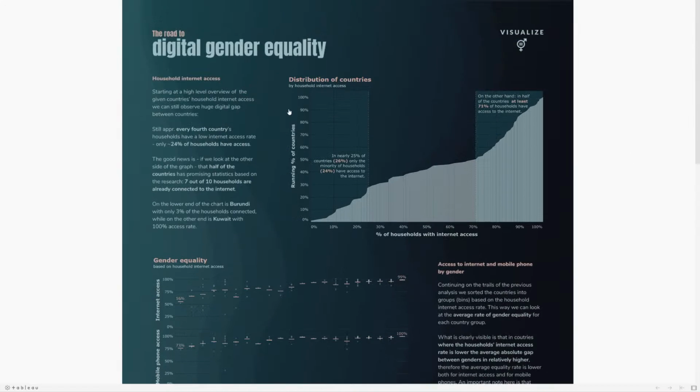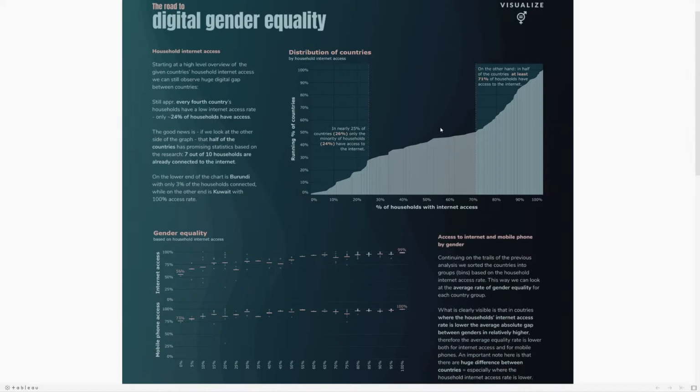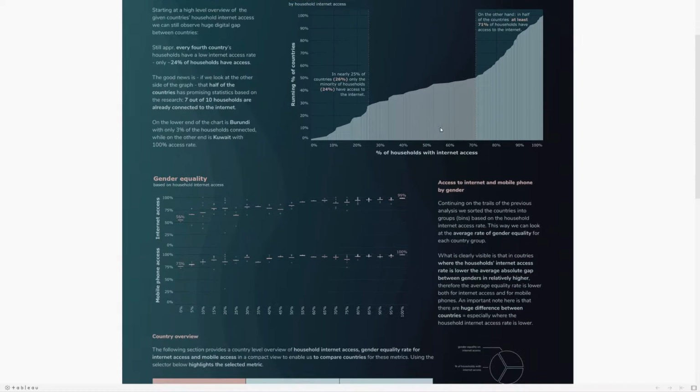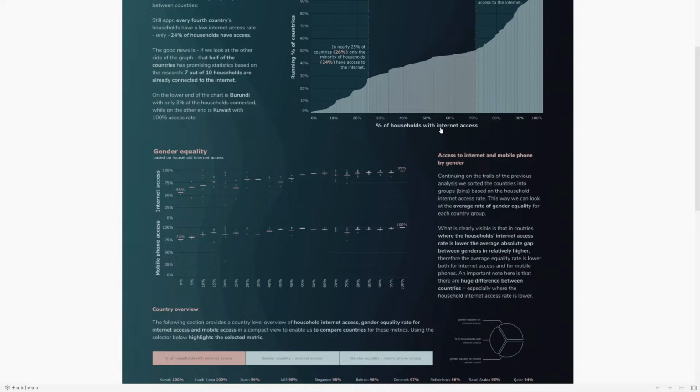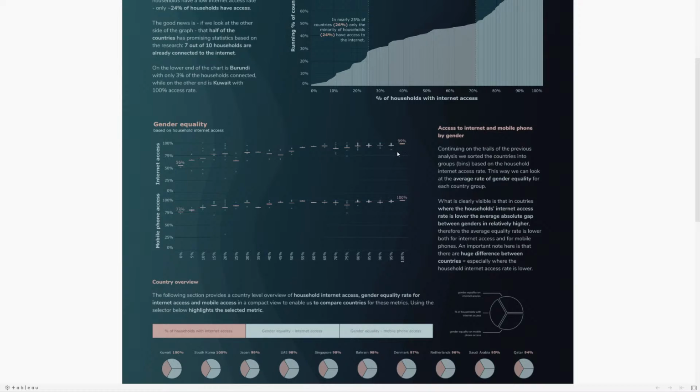Yeah, so the first chart is looking just at internet access. So there's no gender story at the top just yet. And then we're looking at the gender equality one, but I don't understand that chart. So let me have a quick read. So continue the trials, previous analysis, based on household internet access. This way we can look at the average rate of gender equality for each country. So how is that then calculated?